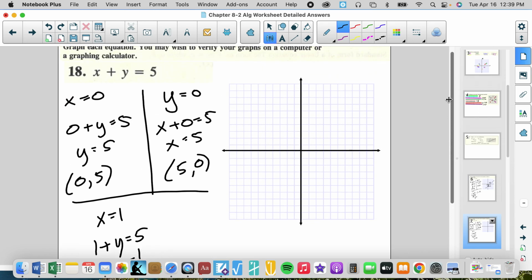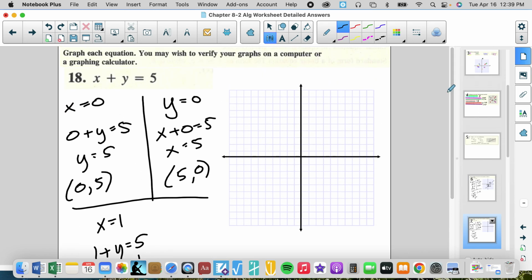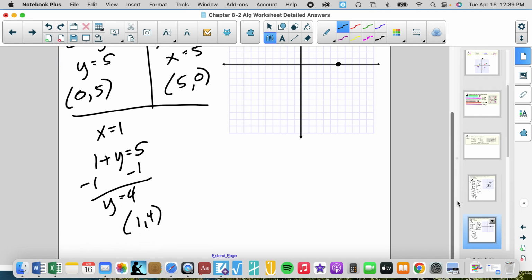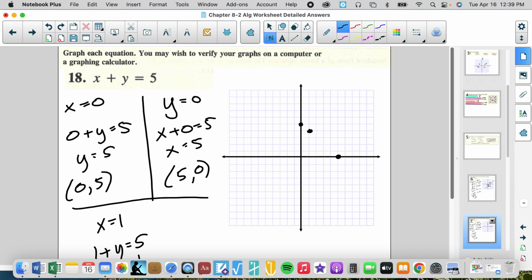Let's plot those 3 points. 0, 5. 5, 0. And then I had 1, 4. So that is 0, 5, 1, 4, and 5, 0.